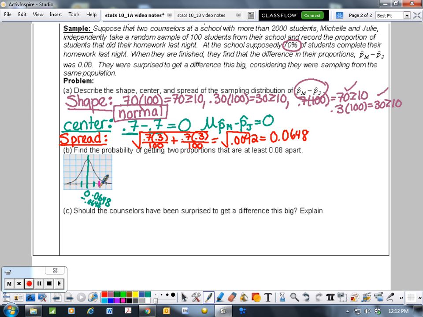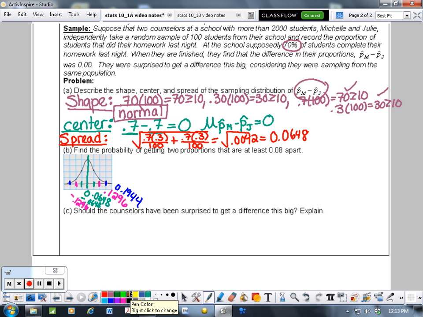And then we move out 2 standard deviations. 0.0648 times 2 gives me 0.1296. And so this would be negative 0.1296. And this should look familiar because we've done this before. 3 standard deviations. So I'm going to add on another 0.0648 to that. And this is 0.1944.